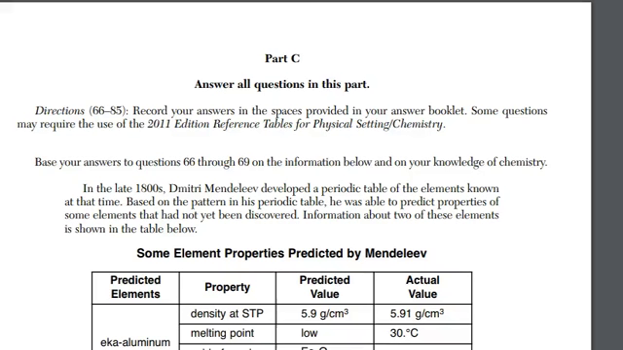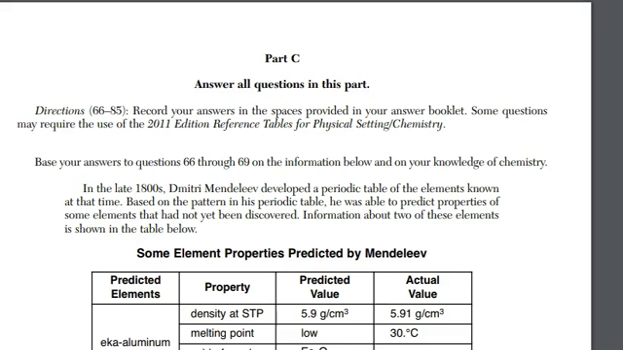So here we are with part C of the June 2018 Chemistry Regents Exam. I'm going to go over for you questions 66 through 85. These are short answer questions, really short answers for the questions in part C that you would write in an answer booklet. So let's get to it.